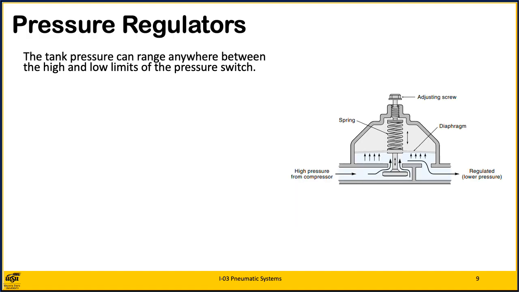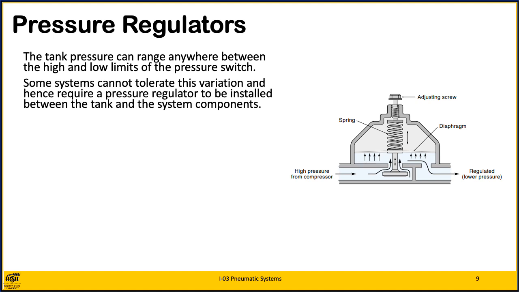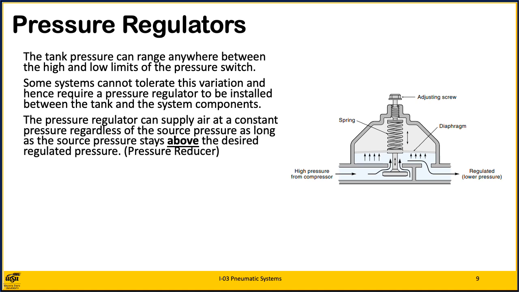Pressure regulators. The tank pressure can range anywhere between the high and low limits of the pressure switch. Some systems cannot tolerate this variation and hence require a pressure regulator to be installed between the tank and the system components. The pressure regulator can supply air at a constant pressure regardless of the source pressure, as long as the source pressure stays above the desired regulated pressure.